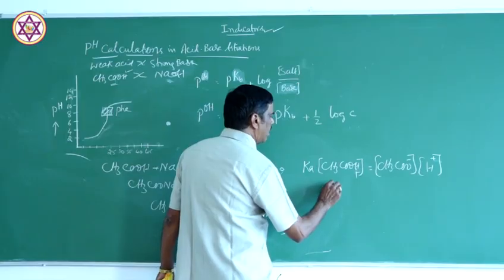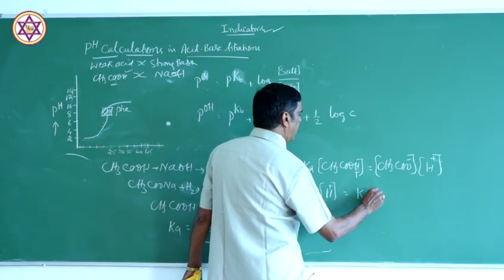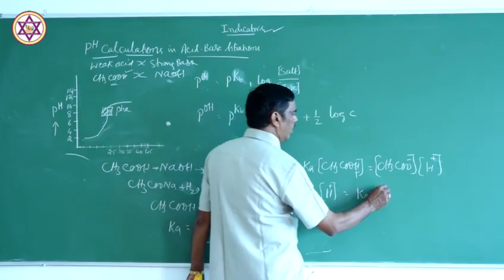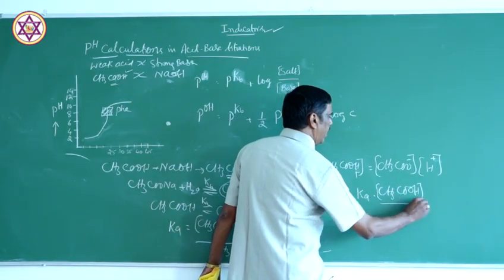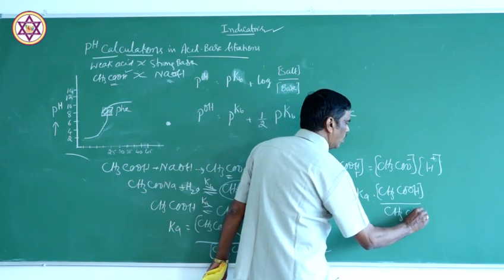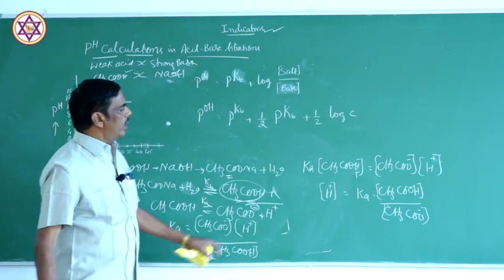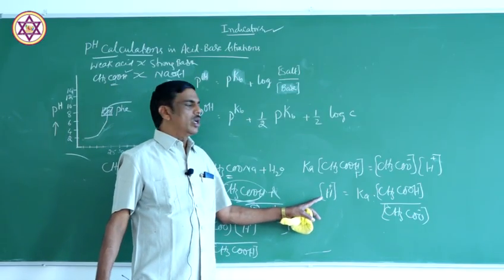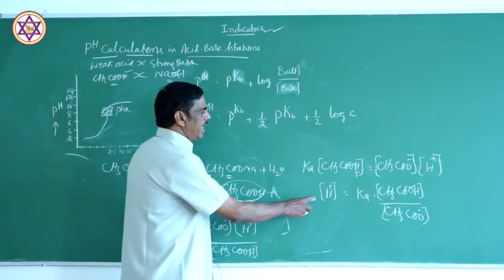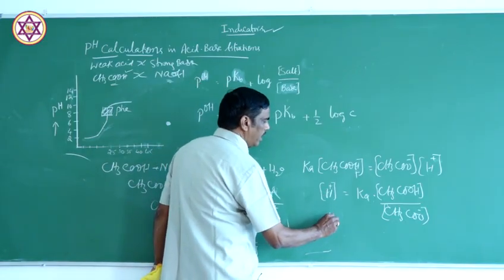Therefore, H plus concentration is equal to Ka into CH3COOH concentration divided by CH3COO minus concentration. We know that to convert this H plus concentration into pH, you have to take the negative logarithm. Negative logarithm of H plus to the base 10 is nothing but pH.